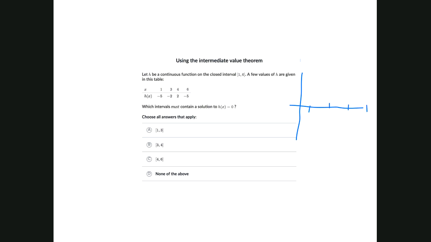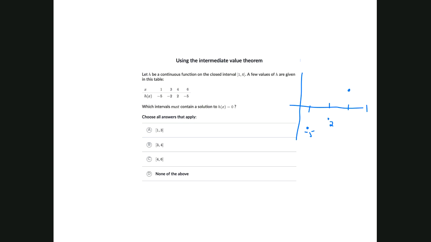So at 1, we're at -5. At 3, we're at -2. Does it have to cross? Could this function cross at 0 and then come back down to -2? It absolutely could, but it doesn't have to. And that's what we're asking for, which interval does it have to? So then at 4, it's at 2.